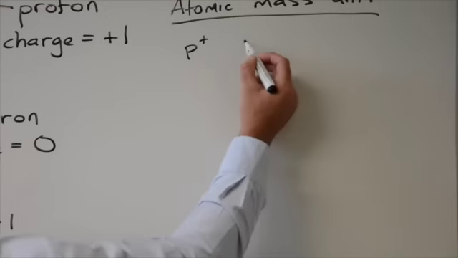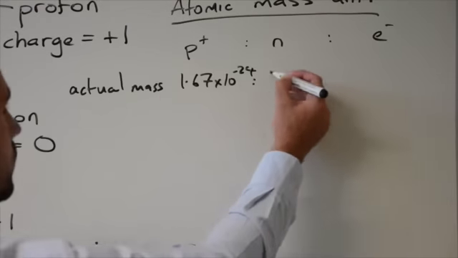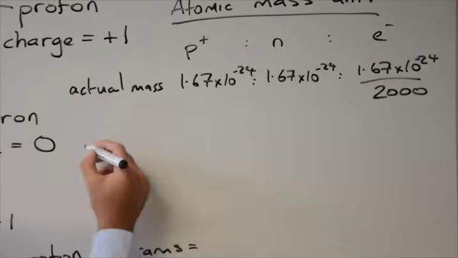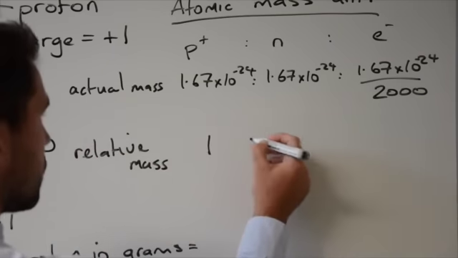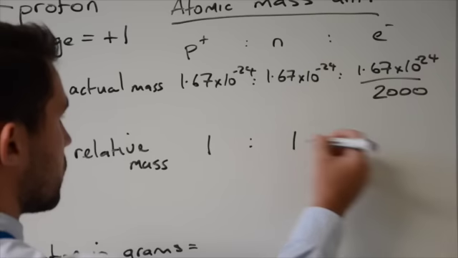So it's not practical to use these really small numbers. So what we use is a ratio. So if you notice, the mass of a proton is equal to the mass of the neutron. So as a ratio, that would be 1 to 1. So we say that the atomic mass unit of a proton is 1, and the atomic mass unit of a neutron is 1. So next, let's look at the electron.